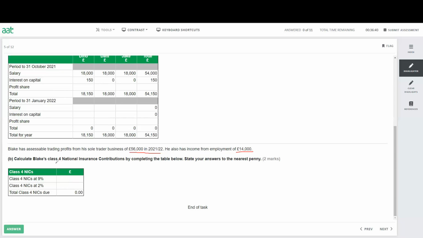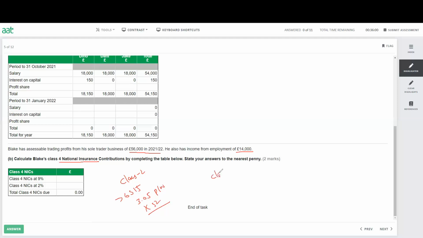Calculate Blake's class 4 national insurance contribution. So they're only asking for the class 4 national insurance contribution. They can also ask in the exam for the class 2. The class 2 is quite simple. Remember that for class 2, if the trading profit is more than 6,515, then they have to pay £3.05 per week. So you need to just multiply by 52 weeks if the business is running for 52 weeks. If the business is closed or stopped after 20 or 30 weeks, you only calculate for 20 or 30 weeks. Do not give the whole year national insurance.